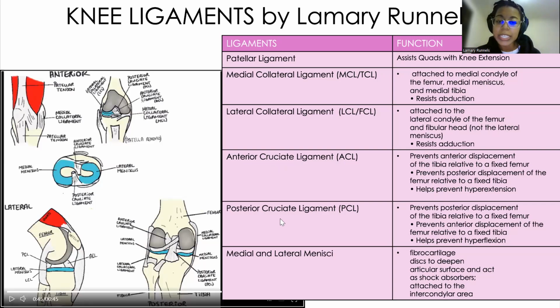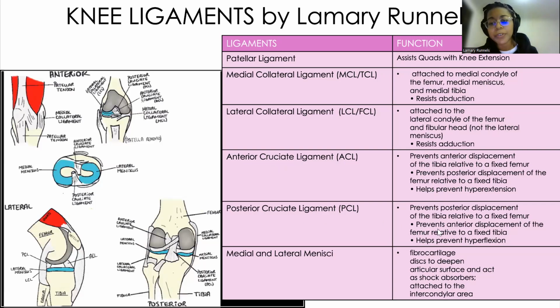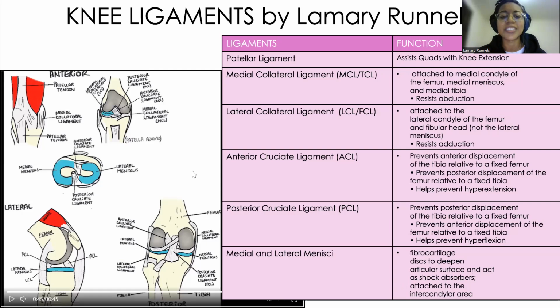The posterior cruciate ligament, the PCL, prevents posterior displacement of the tibia relative to a fixed femur. It prevents anterior displacement of the femur relative to a fixed tibia, and it helps prevent hyperflexion. And then I added in the medial and lateral menisci. Those are fibrocartilage discs that deepen the articular surface and act as shock absorbers, attached to the intercondylar area.